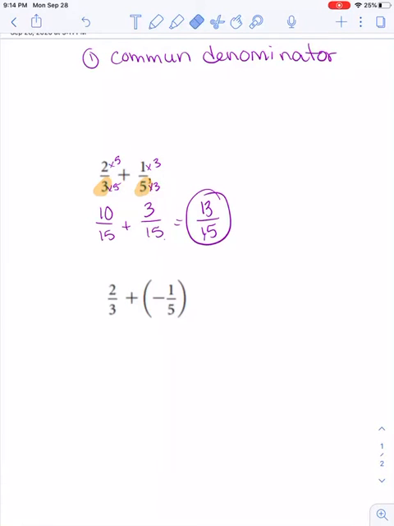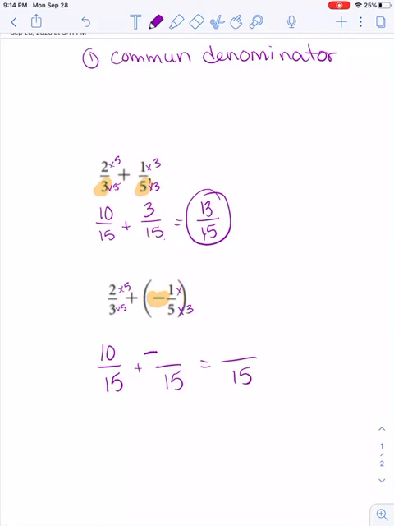Same thing here. We have to be careful because we have a negative. So we still have to find a common denominator. Everything's going to be on 15. So here I times my 3 by 5. So 2 times 5 is giving me 10. I need to not forget to put my negative over here.